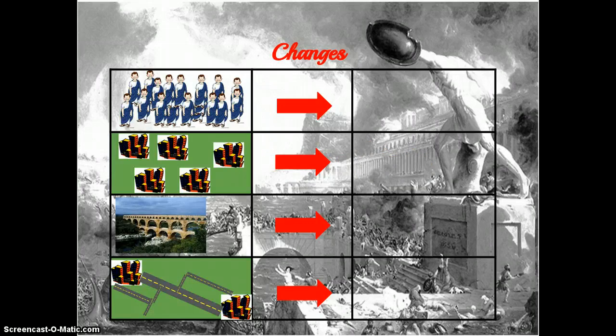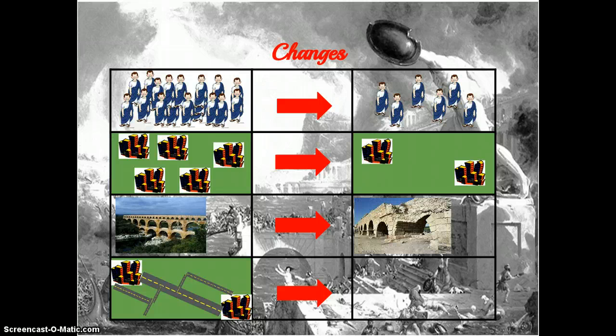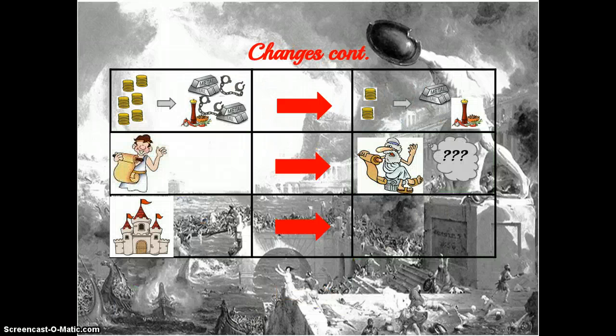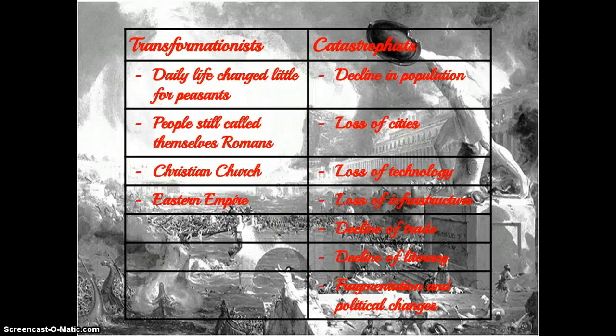Some examples that they use to support the idea of decline and fall of Western Rome are the decline of population, the loss of cities, loss of technology and infrastructure, the decline of trade and literacy, and the fragmentation and political changes that took place during this time period. Many of the examples that they use are things that point to a loss of advancement in civilization, such as the loss of technology and decline of literacy, while others, such as the loss of cities and infrastructure and the kind of goods, indicate that what happened at this time was much more than a gradual transition from one empire to another. This is the approach that we will take in explaining this time period.